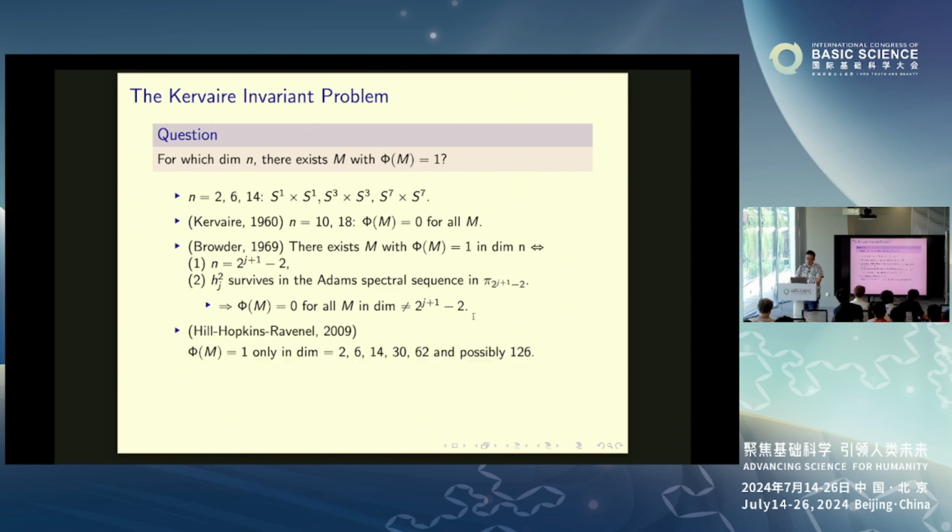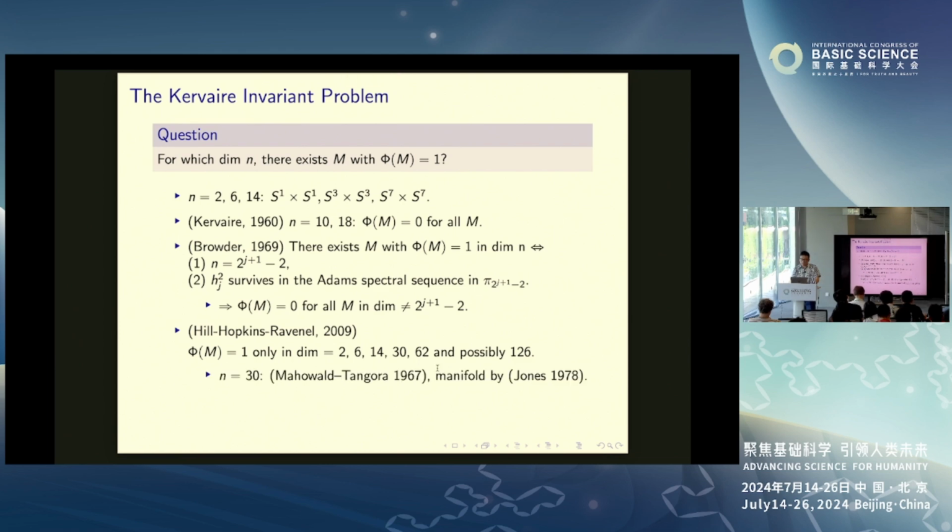A more recent result, announced in 2009 and later published in 2016 in a paper in the Annals with more than 200 pages by Hill, Hopkins, and Ravenel, proves that this Kervaire invariant could be 1 only in dimensions 2, 6, 14, 30, 62. These are the first 5 numbers of this form, and possibly 126. The 126 case was not resolved by them.